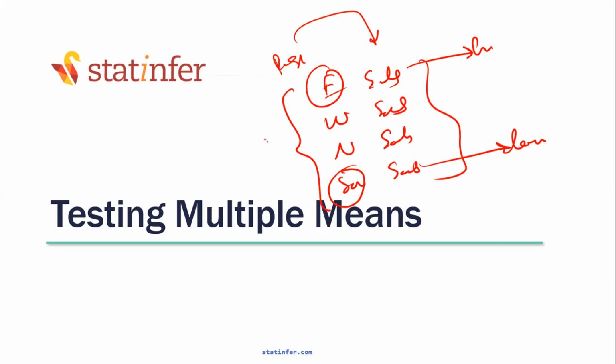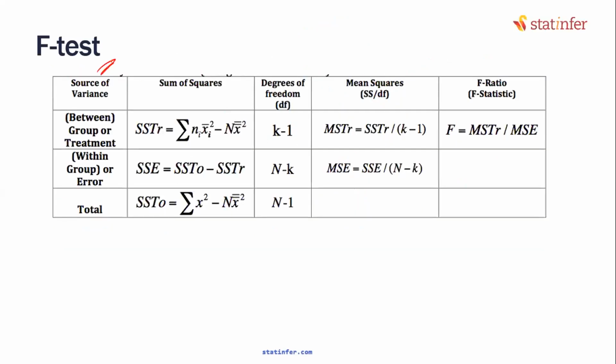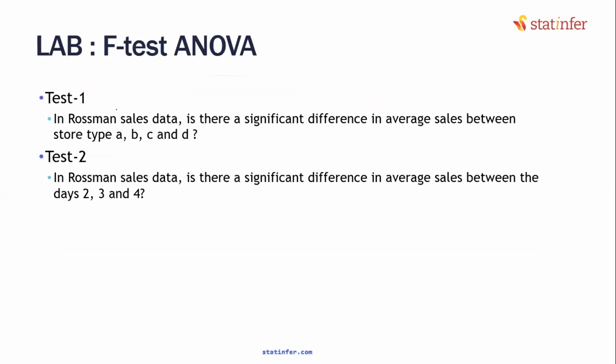If you want to test it, the same Z test will not work because the sampling distribution changes. We have to do a test called the F test. When there are more than 2 categories, you have to go for the F test. In the same Rossmann sales data, there are store types A, B, C, D. What I want to know is, does it matter whether the store type is A or B or C or D? Are the sales the same across them?